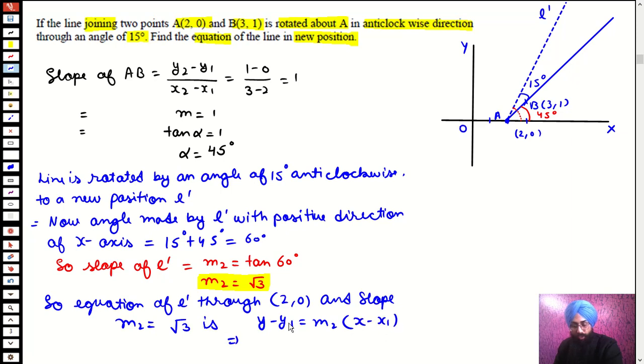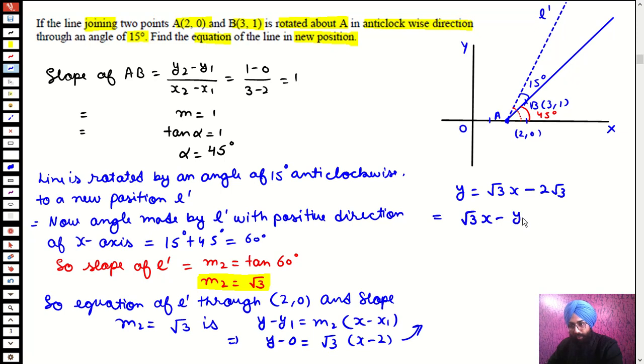Putting the coordinates of the point here, y minus y1 is 0, m2 is root 3, so x minus x1 is 2. Simplifying this, we get y equals under root 3 x minus 2 under root 3, which becomes under root 3 x minus y minus 2 under root 3 equals 0. So this is our final answer.